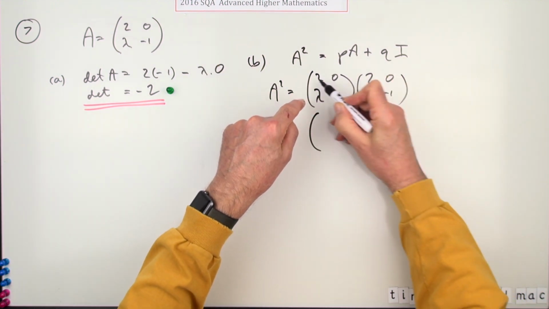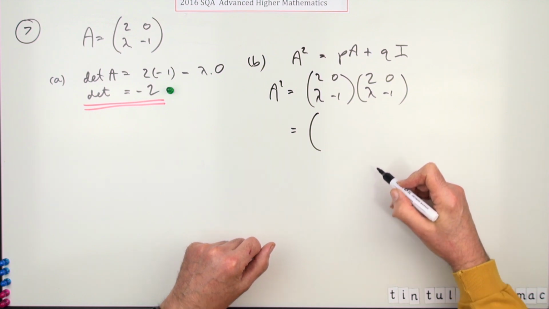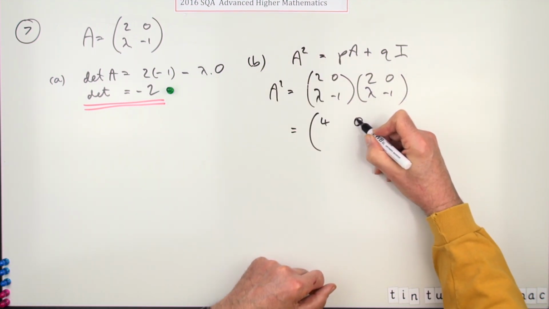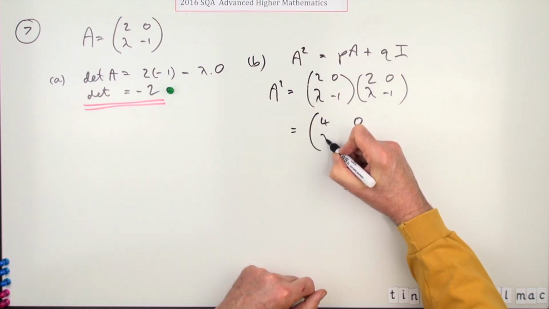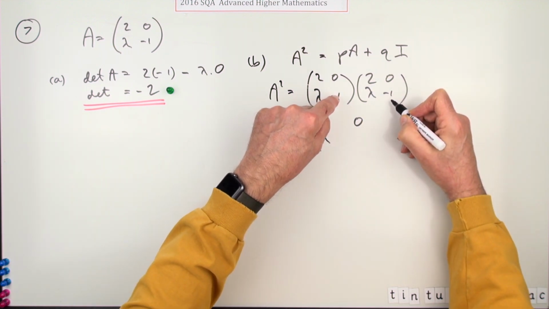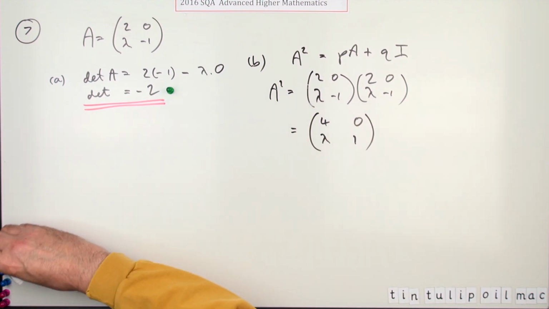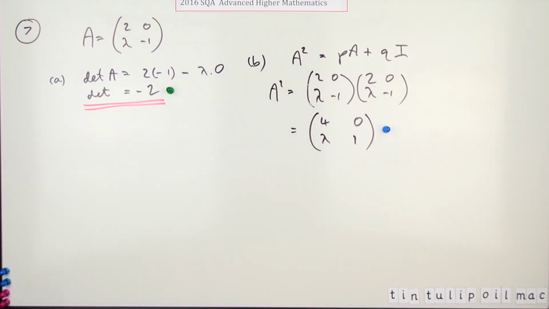Scalar product, horizontal times vertical vectors. 4 plus 0 is 4, 0 plus 0 is 0, 2 lambda minus lambda is lambda, and 0 plus 1 is 1. Doing that gets a mark.